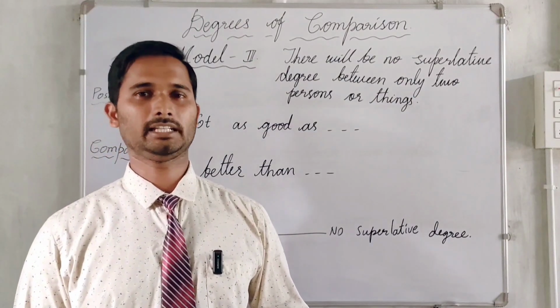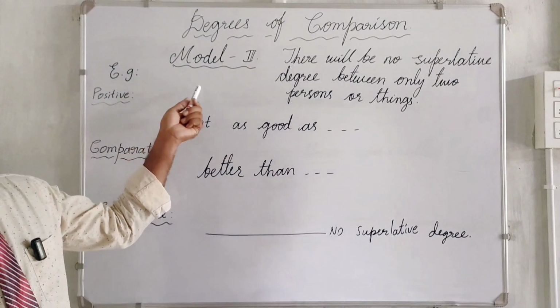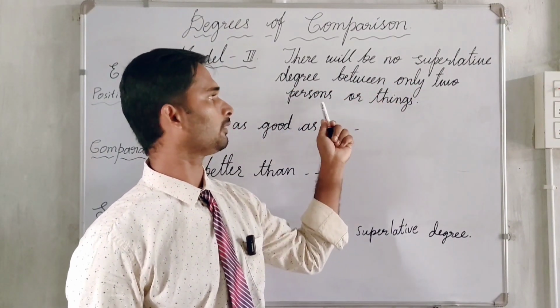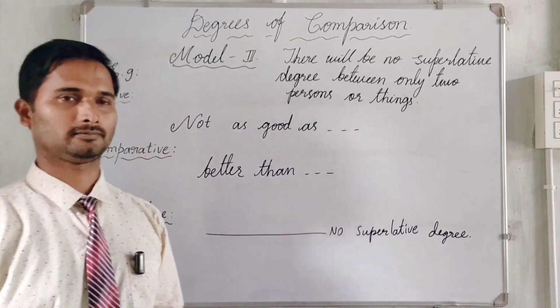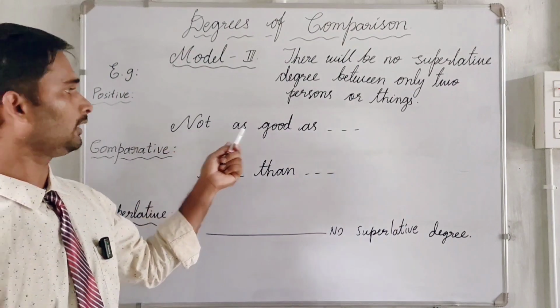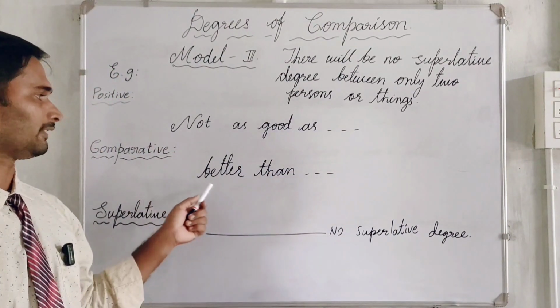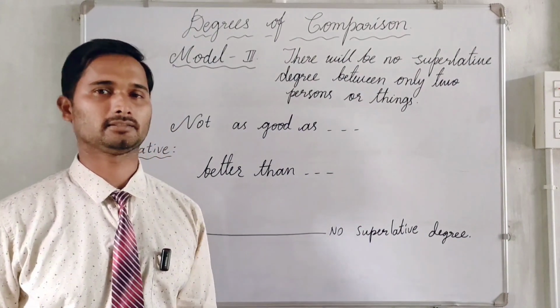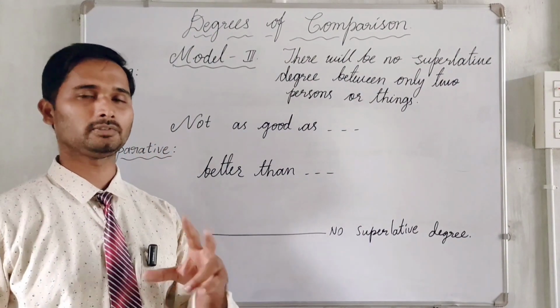Let us learn the degrees of comparison. Model 3. There will be no superlative degree between only two people or things. The key points are the hints. The positive: not as good as. Comparative: better than. And this model has no superlative degree because we compare only between two things or two people.